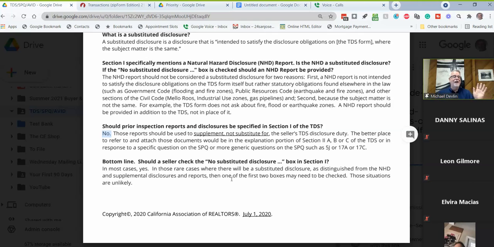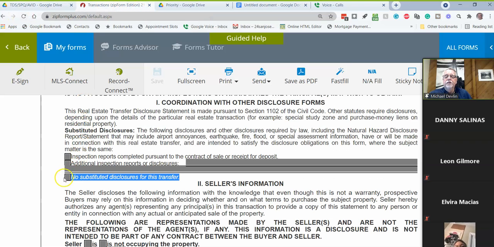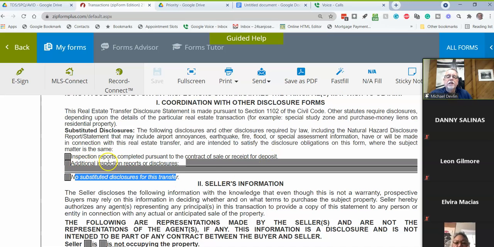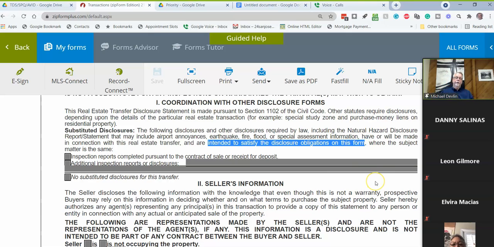And basically, you're welcome. And basically, they say you should pretty much always be checking this box here. No substituted disclosures for this transfer. These other additional inspections and reports are not intended to satisfy the disclosure obligations on this form. Did everybody understand? The NHD, your property inspection, none of those things satisfy the disclosure obligations on this form. None of them do. Now, yes, that doesn't mean you don't give them a copy and you can't make a reference to it. But normally the box you're going to be checking is no substituted disclosures.